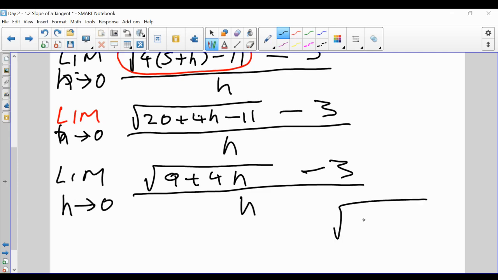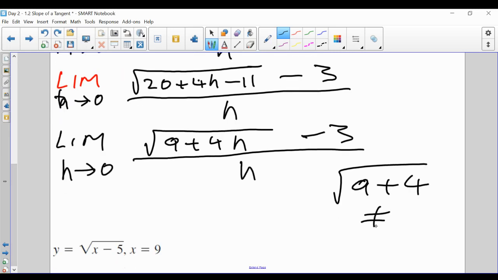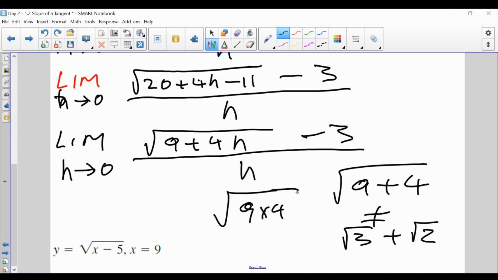The square root of 9 plus 4 is not equal to the square root of 9 plus the square root of 4. It's not. Let me just tell you that it's not. I know it's a temptation to think that it is, but it's not. If this was the square root of 9 times 4, then yes, that is equal to the square root of 9 times the square root of 4. That is absolutely correct, but not for a sum and not for a difference. I understand what Kushi is suggesting right now. So it works for a product and works for a quotient. It does not work for a sum or for a difference.